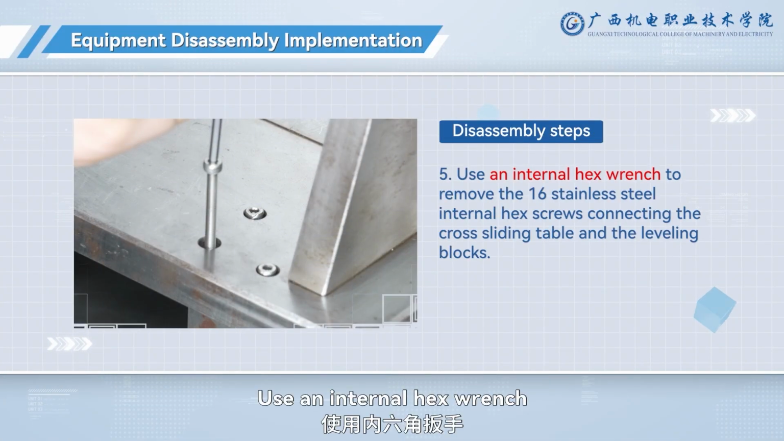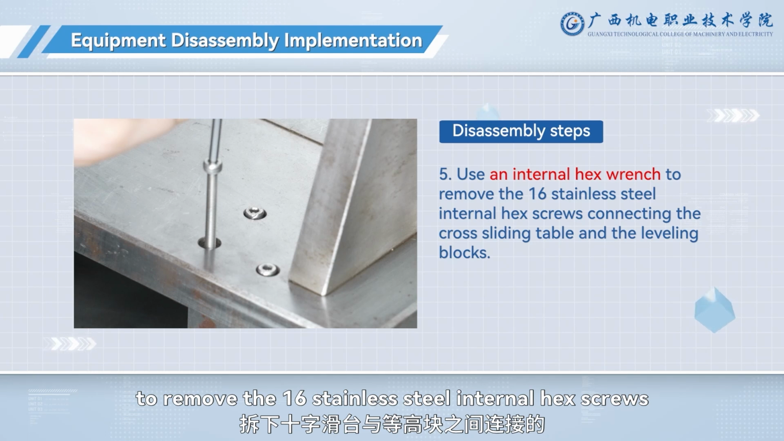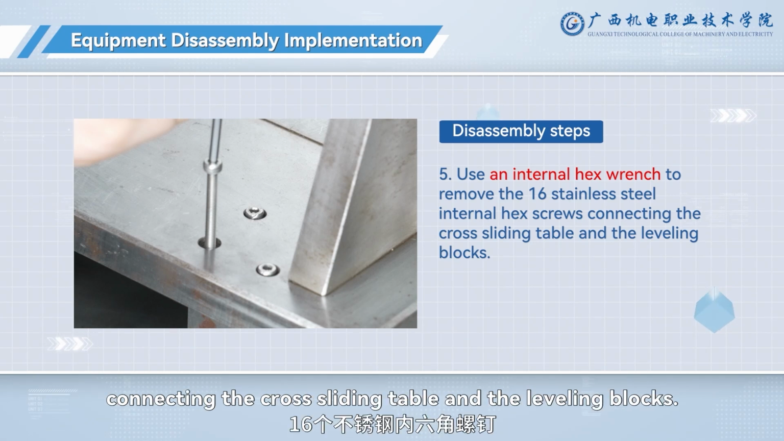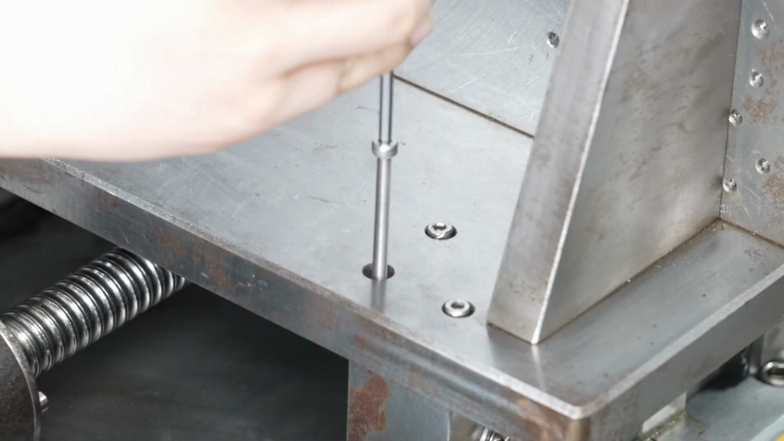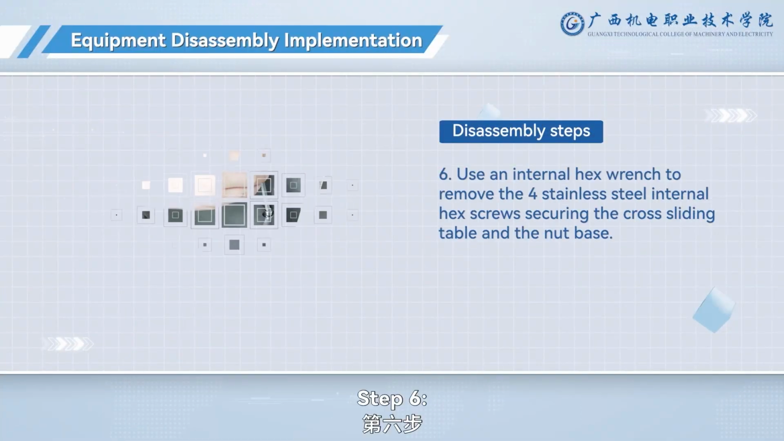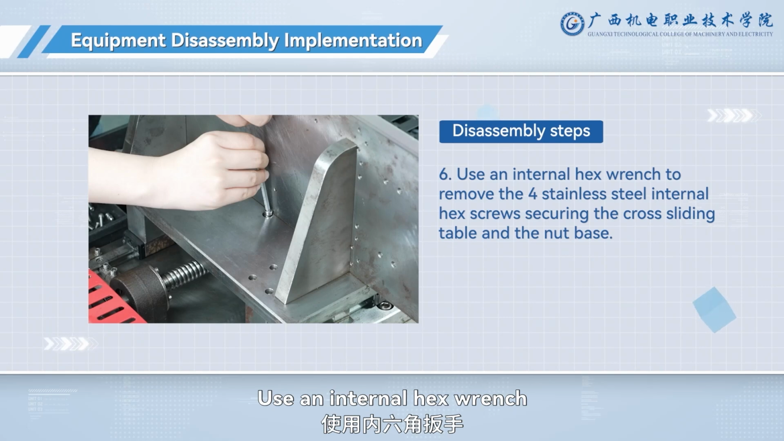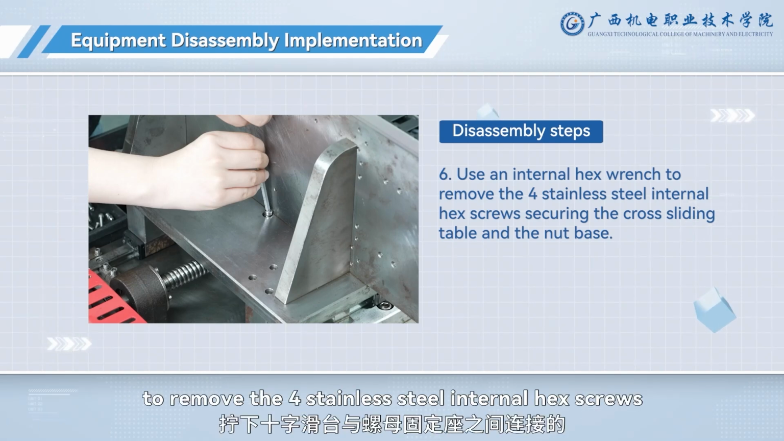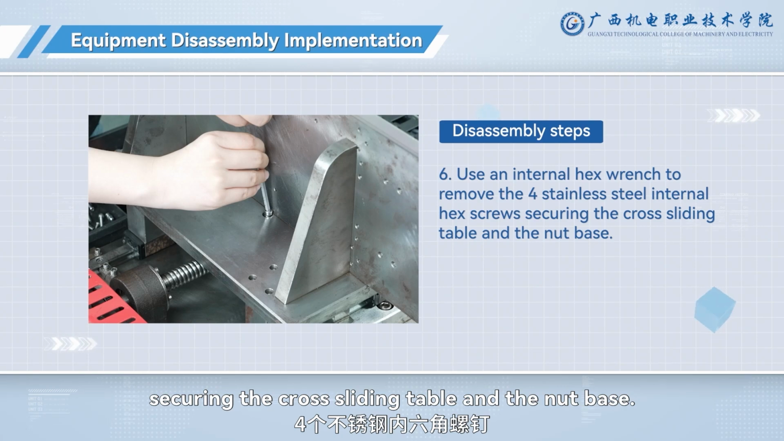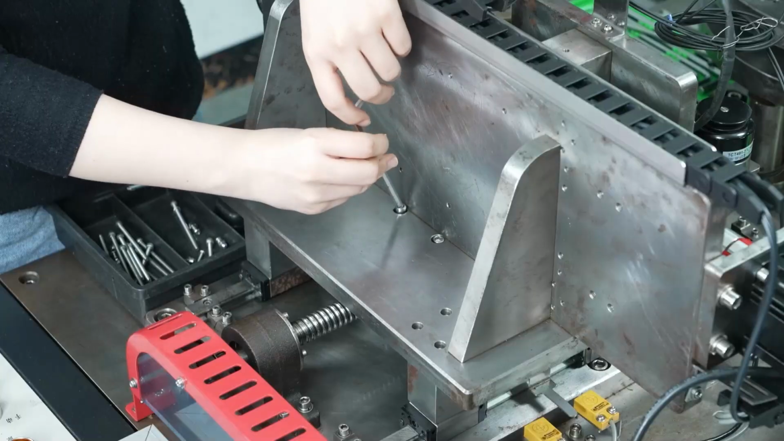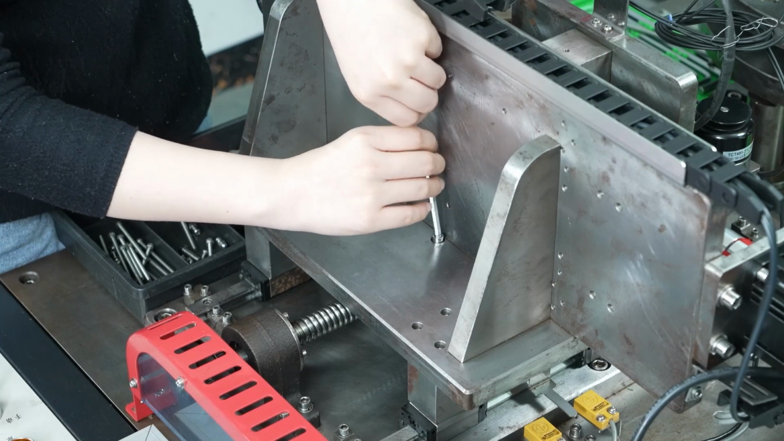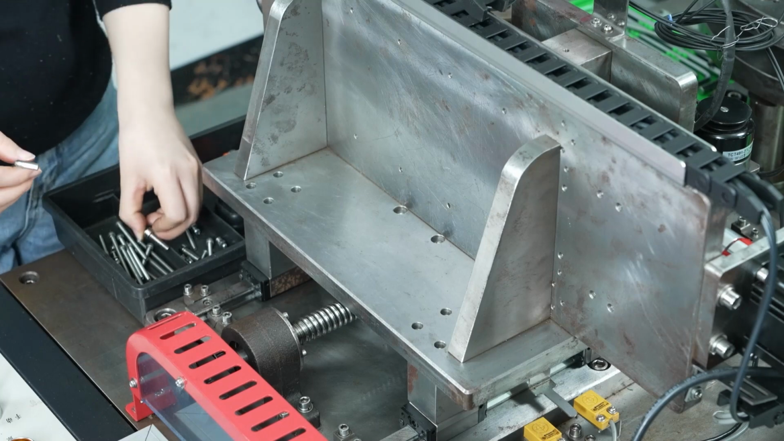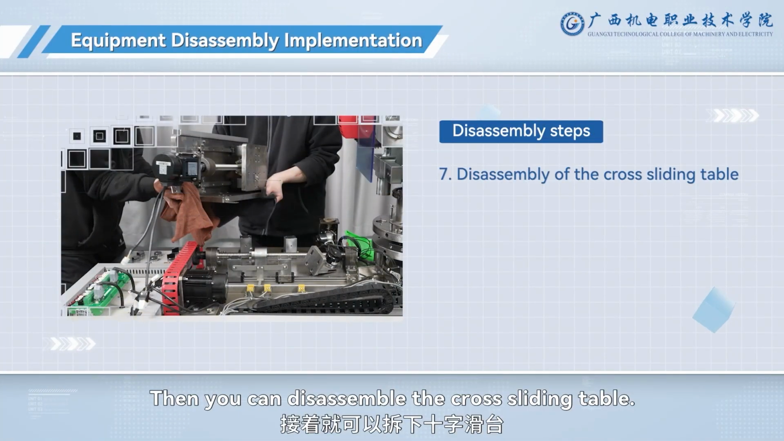Step 5. Use an internal hex wrench to remove the 16 stainless steel internal hex screws connecting the cross-sliding table and the leveling blocks. Step 6. Use an internal hex wrench to remove the 4 stainless steel internal hex screws securing the cross-sliding table and the nut base. Then you can disassemble the cross-sliding table.